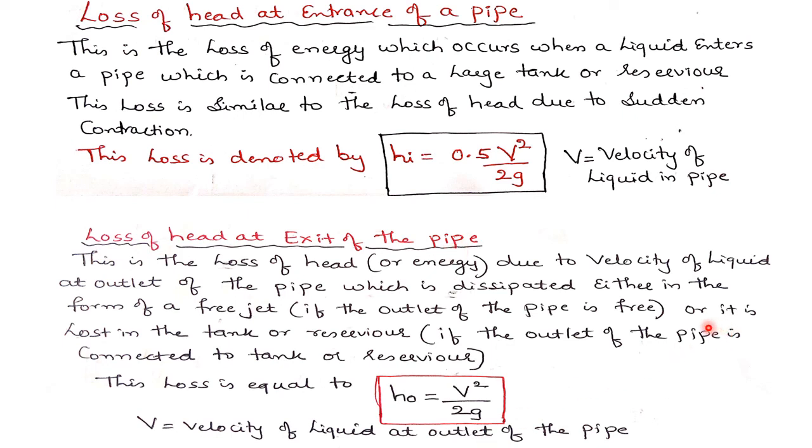Or if that pipe is connected to another tank or reservoir, if the outlet of the pipe is connected to a tank or reservoir, then how will we calculate this loss? HO is equal to, HO means H naught, that is loss of head at the exit of the pipe, which is given by V square divided by 2G. This also we have to remember. So these formulas we have to remember because we are going to use these formulas in the problems.